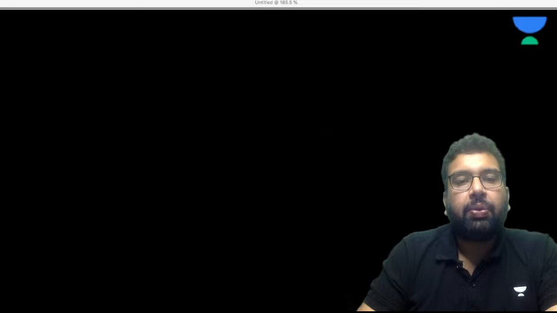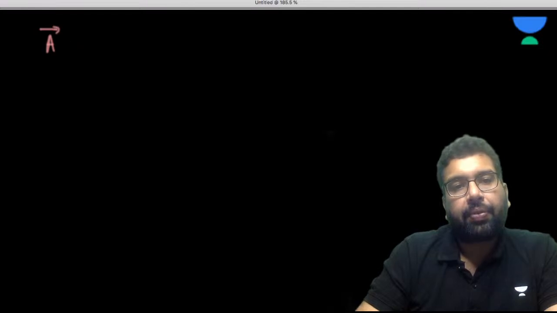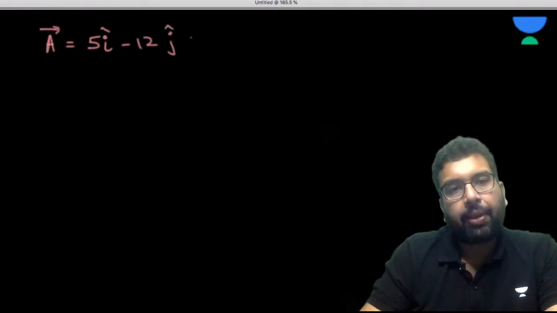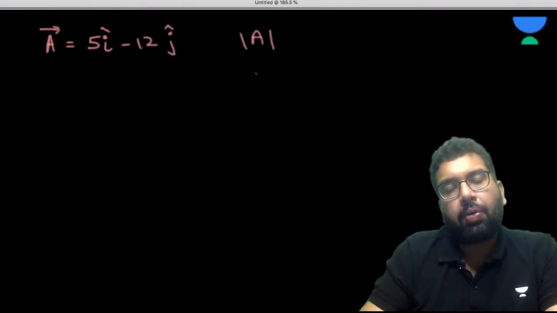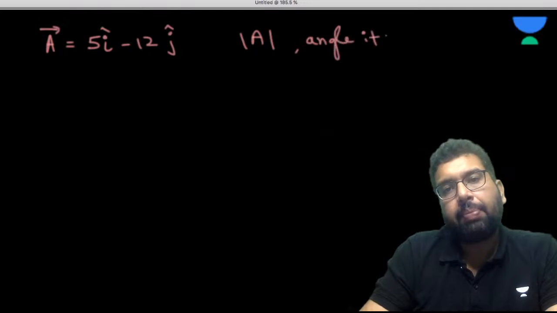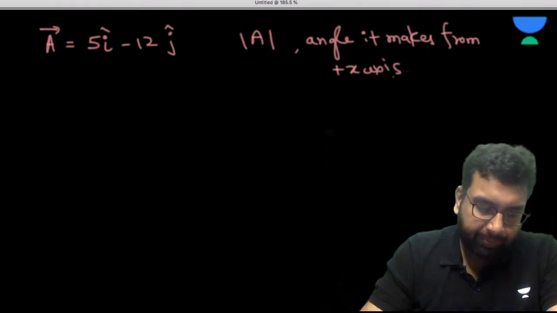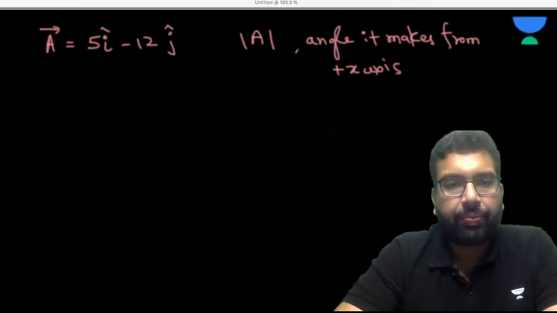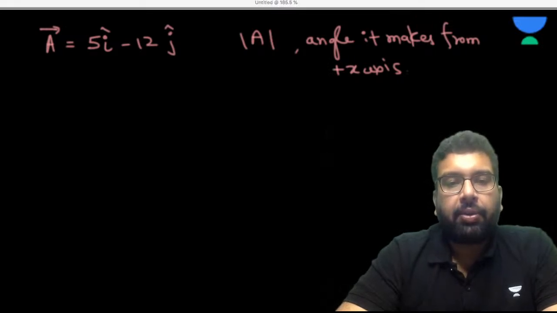So see, let's try to apply this. Let's suppose we are having a vector A equal to 5 i cap minus 12 j cap. Now you give me the magnitude of this vector and the angle it makes from the positive x-axis. Can you tell me that, beta? Please go for it. Let's try to see if we can do it or not.